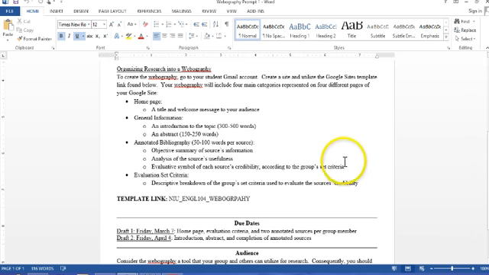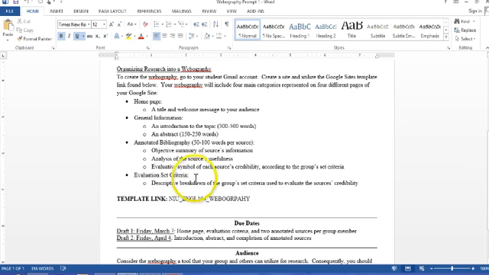And then you're going to have some sort of evaluative symbol of each source's credibility. So that's going to be, for example, 4 out of 5 stars or 6 out of 8 chili peppers or whatever it is. It's going to be some sort of symbol for your source's credibility.